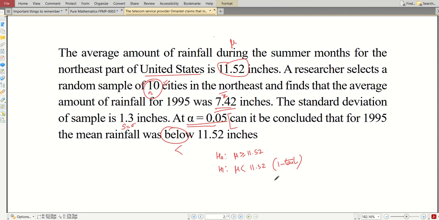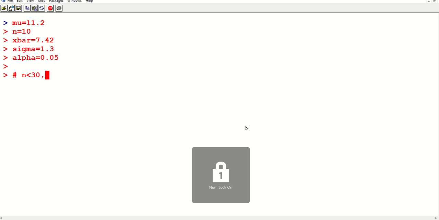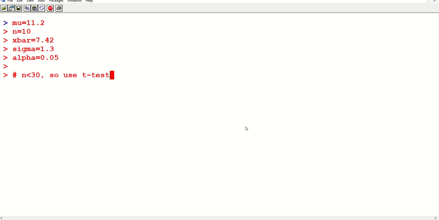Okay, so we need to find here the hypothesis, whether it is really below or it is up. So put these values in the R program. Mu is this one, and x bar, sigma, and alpha. Now comment if you want to write. N is less than 30, and the value of n is less than 30. So use t test. This is the question.